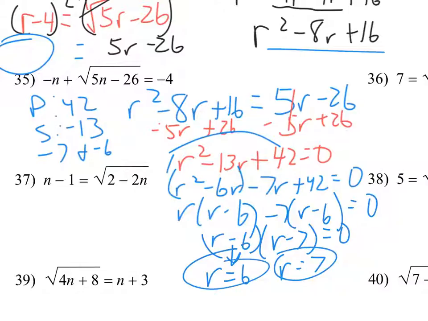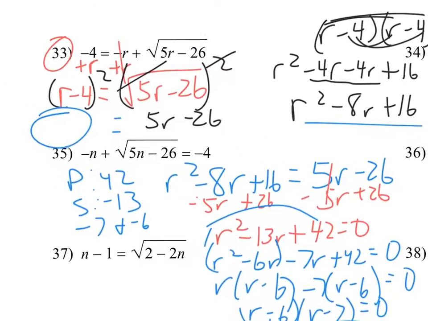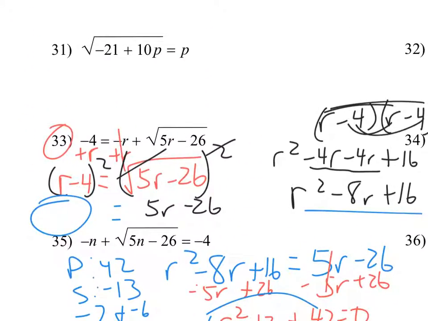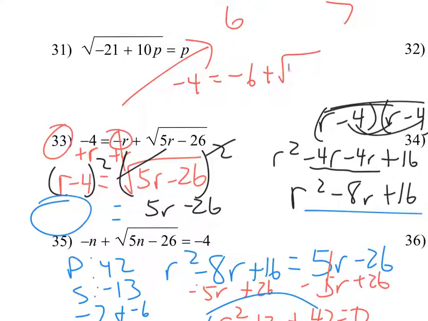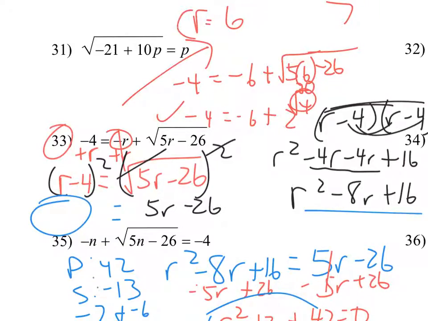A lot of times that happens with quadratics, but we do have to check them out. So let's go back to the original problem. We got 6 and 7 that we have to check out. So with 6, I have negative 4 is equal to negative r. Well, r is 6, so that's going to be negative 6 plus radical 5 times 6 minus 26. So that's going to be 30 minus 26, or radical 4 right there. So negative 4 is equal to negative 6 plus the square root of 4, which is 2. And that will equal negative 4, so that checks out. So I can give r equals 6 as an answer.